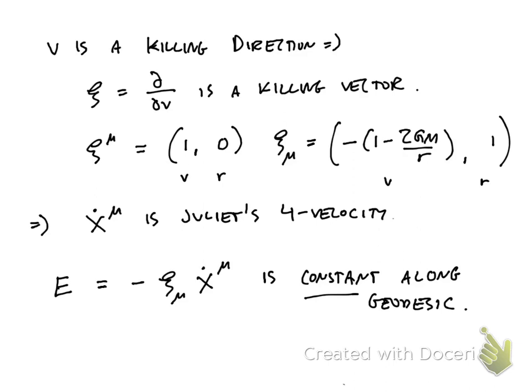Okay, so let's now explicitly evaluate what that quantity E is in our case. So we have here E. If I just plug in, if I write out the components of x dot explicitly, and I take the dot product of that with zeta mu, what I find is that E turns out to be just (1 minus 2GM over r) v dot minus r dot. Okay? So the point is, this quantity is constant along the geodesic.